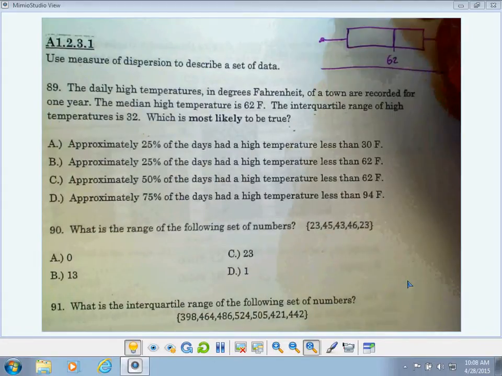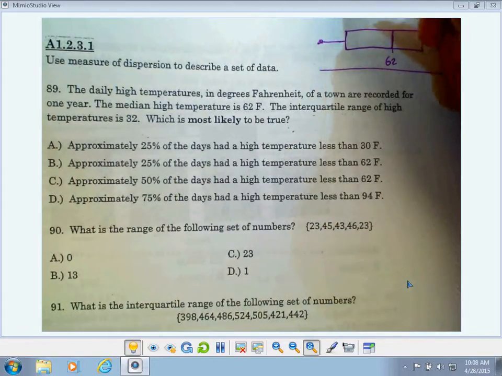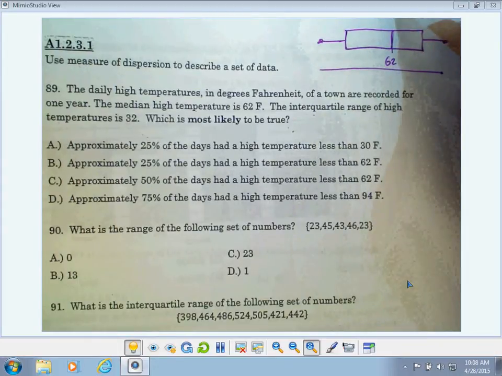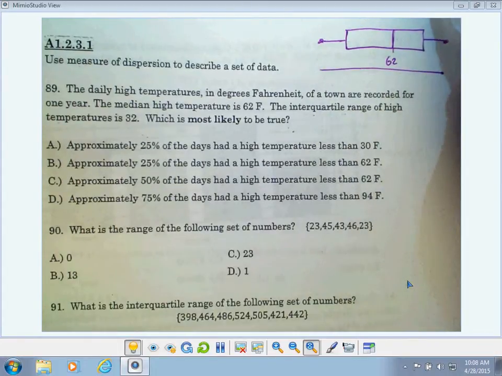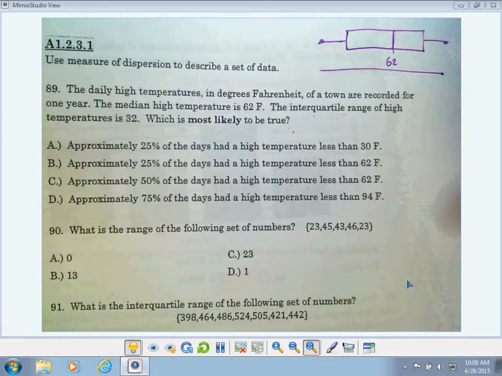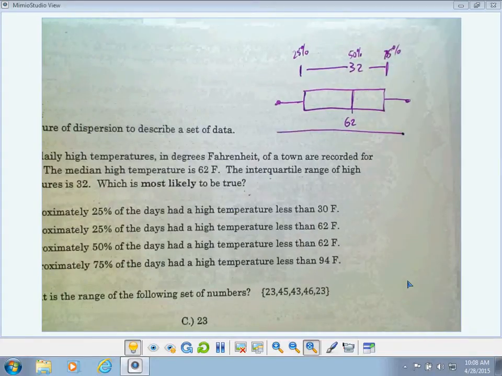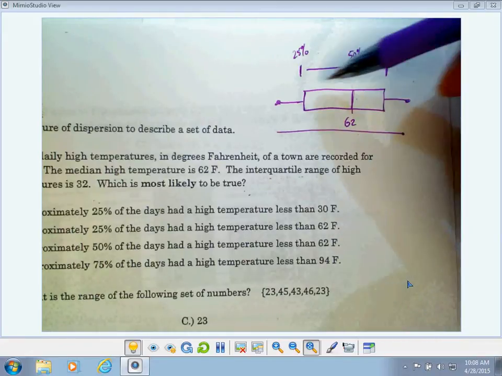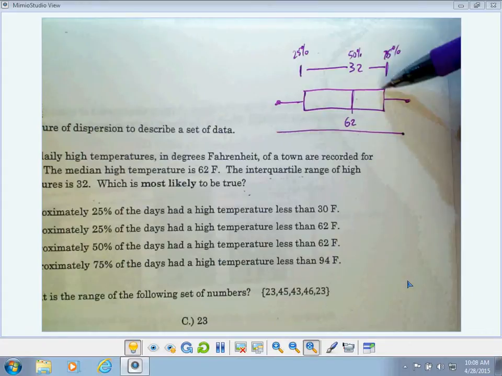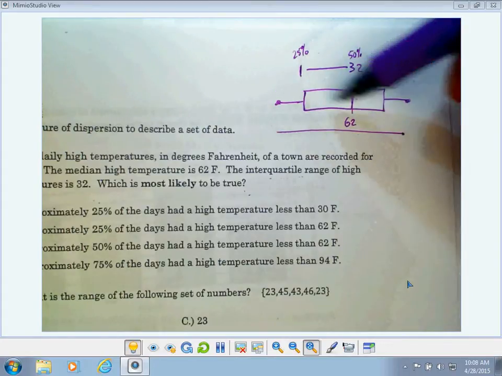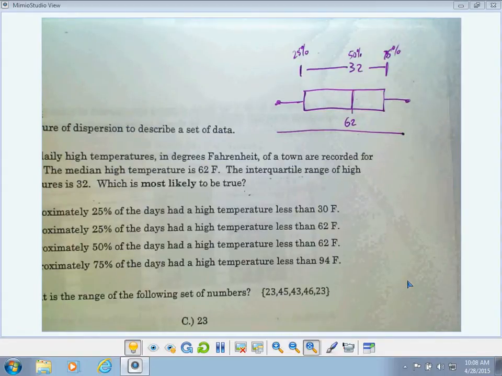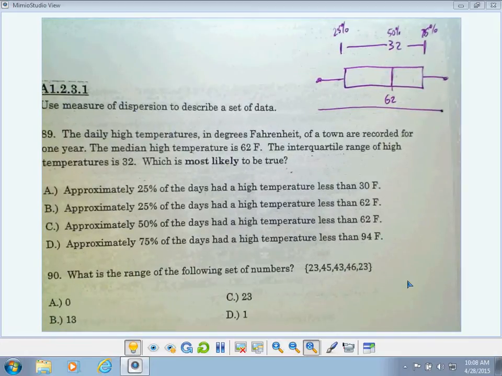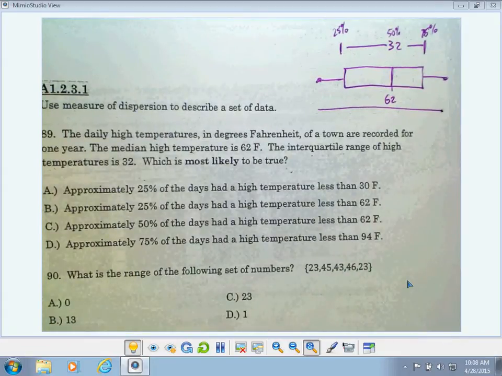But remember that this is like the 25% cutoff line. The median, of course, is 50%, and then this end is 75%. Let me bring that down so you can see that. Sorry about that. So this is just a generic box and whisker plot where the median is 62, and we know the interquartile range is 32. So we said the lowest 25% would be one end of that, and the highest would be 75%. So it says approximately, let's see what's true then. It says approximately 25% of the days had a high temperature less than 30.